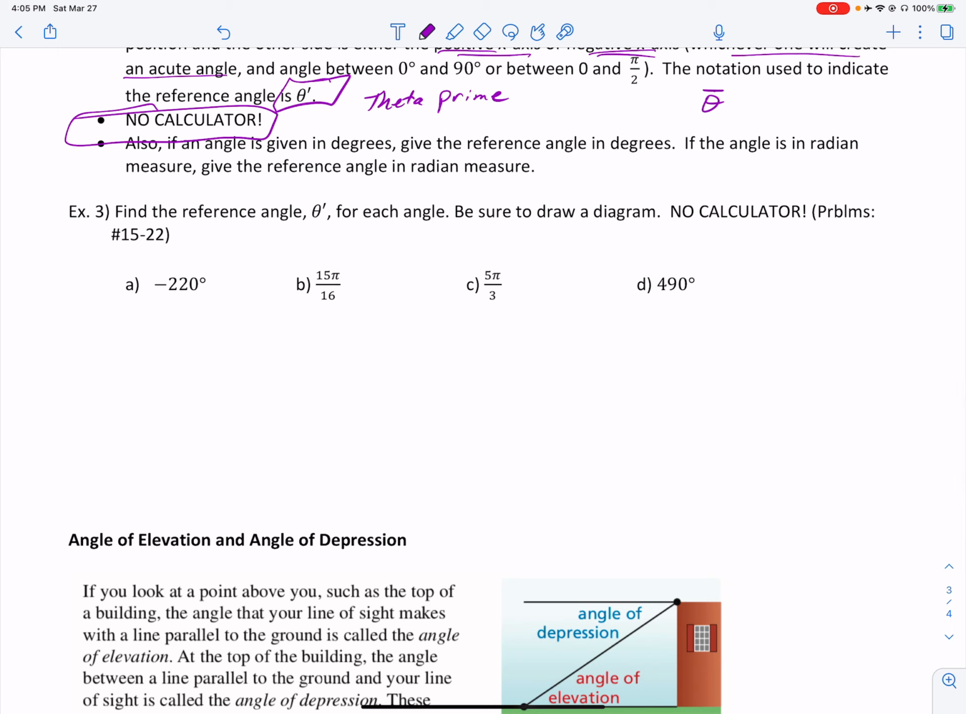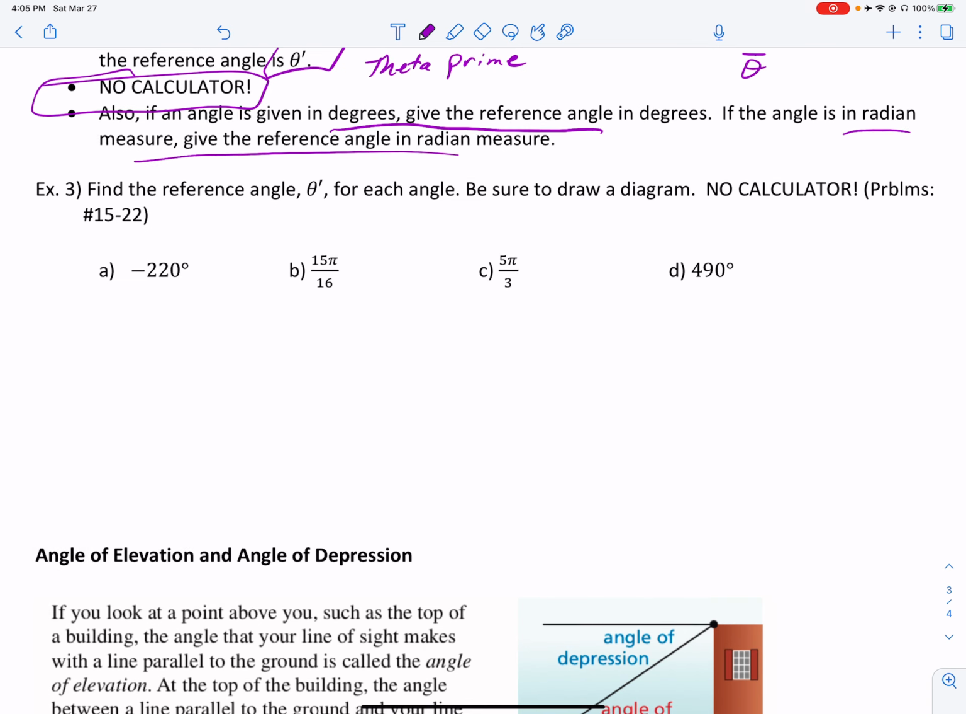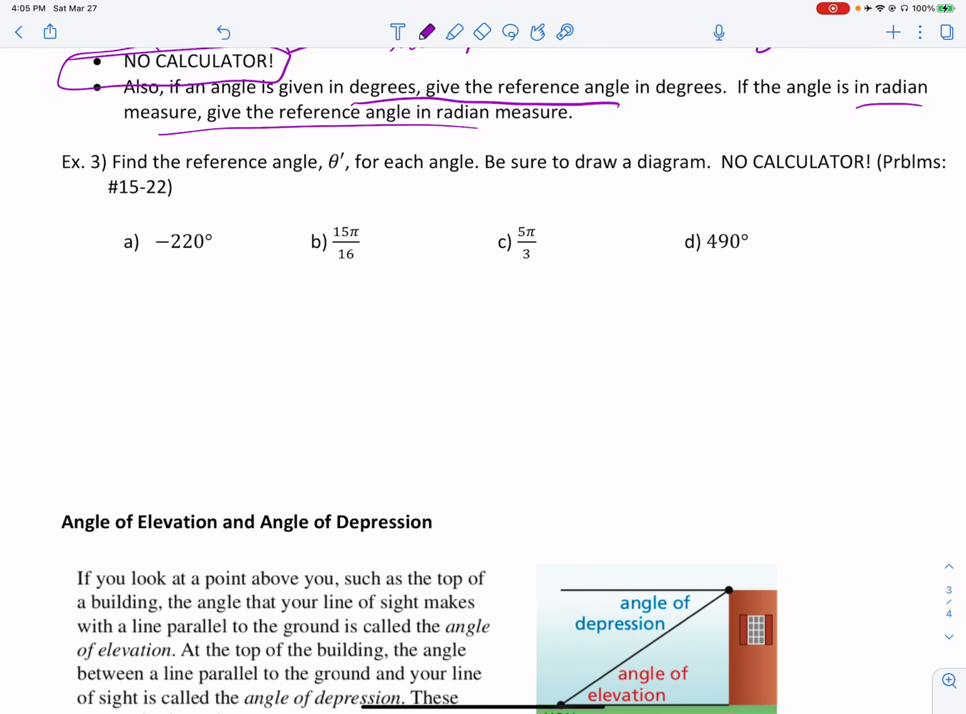All right, so if an angle is given in degrees, give the reference in degrees. If the angle is in radian measure, give the reference angle in radian measure. These are all going to be things I'm looking for. So first of all, graph it in standard position. So we're going to go to this negative 220 degrees. And I'm thinking, well, that's a negative 180 degrees, and it's going to be an additional 40 degrees just to kind of figure out where we're going to end up. So as I go to graph this in standard position, start here, and I'm going to go a negative 180 and 40 degrees more.